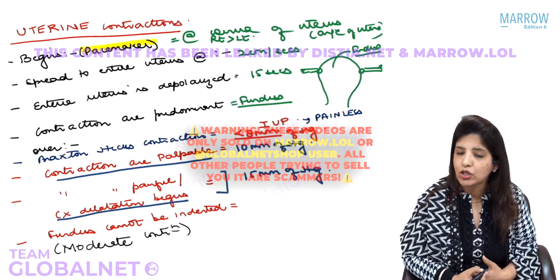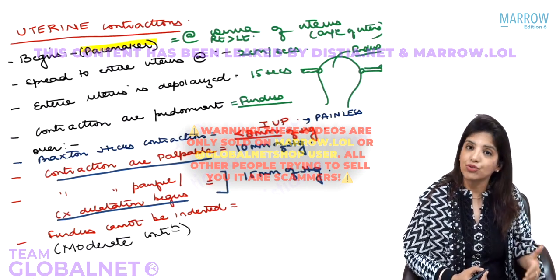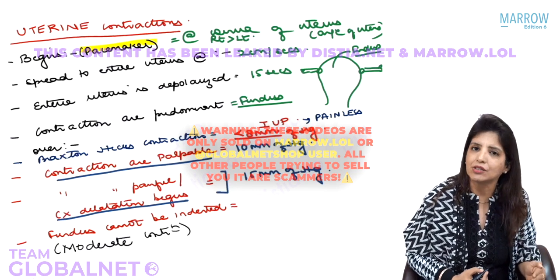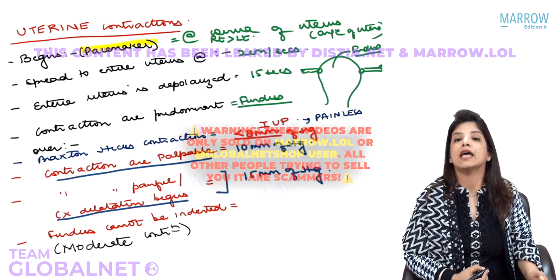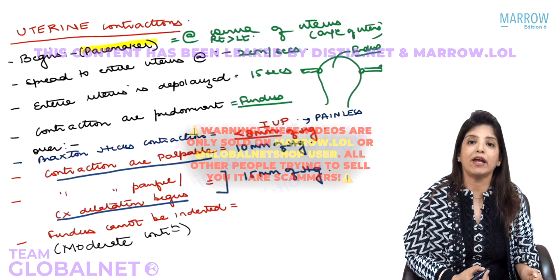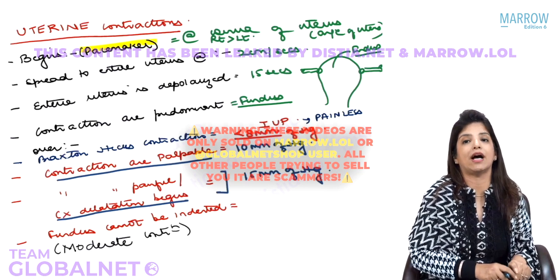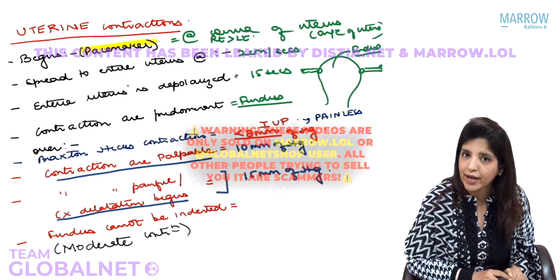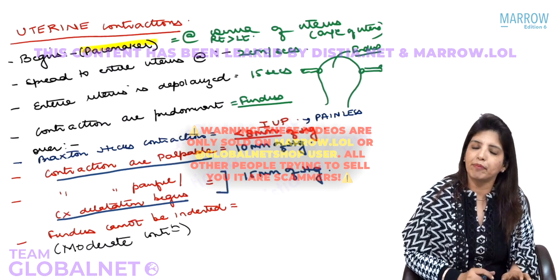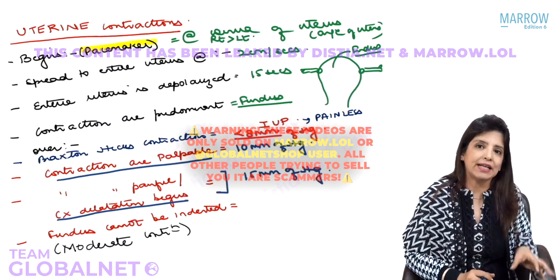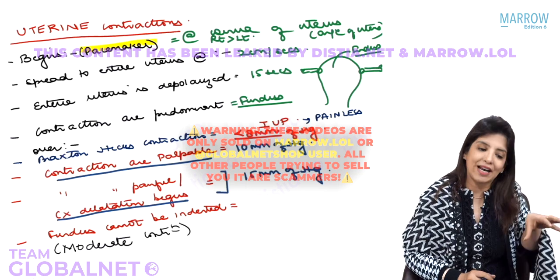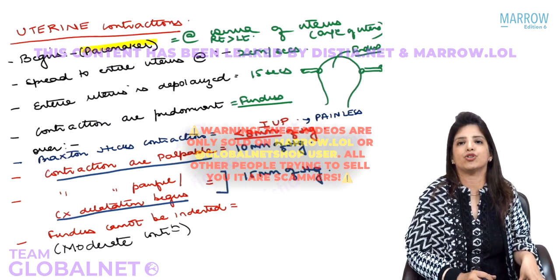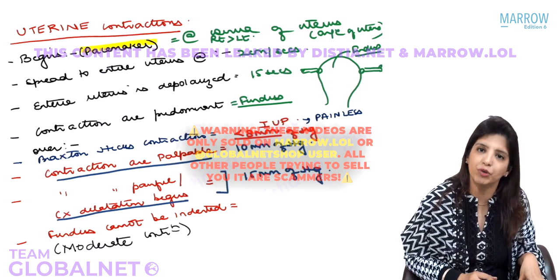So when I'm going to talk to you about true labor pains, I'm going to tell you this is the characteristic feature of true labor pains, that the contractions will be painful and they will lead to dilatation of the cervix. Right? So, when the contractions are painful and they lead to dilatation of the cervix, that means the intrauterine pressure is 15 millimeters of mercury.